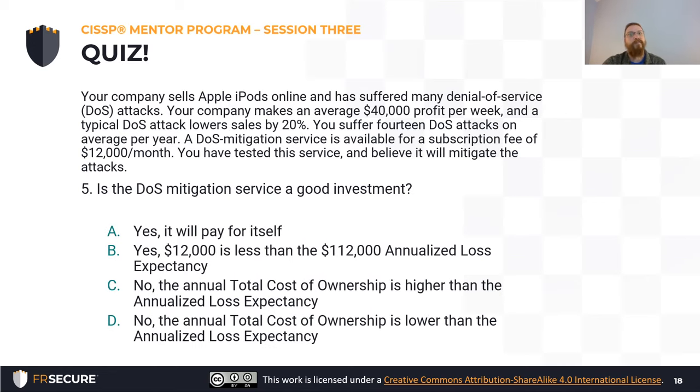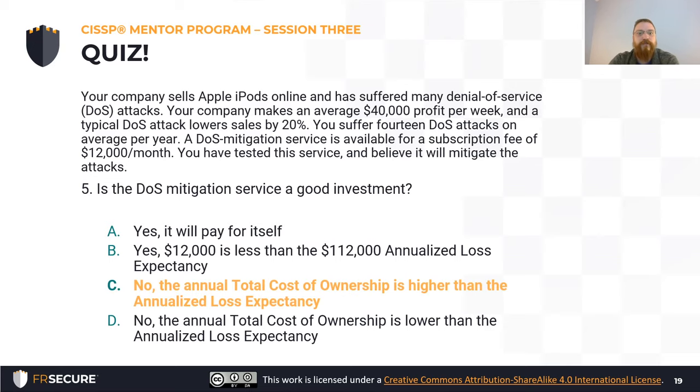All right, same thing. We're now getting the exact same scenario with a third question. Now it's asking, is the DOS mitigation service a good investment? Well, got to remember, we just figured out the annualized loss expectancy is 112,000. So we're saying it's going to be 12,000 a month for the subscription, which would come out to be 144,000 for the year. Well, no, it's going to cost more to prevent this from happening than just letting it happen. That's not a good solution. So no, total cost of ownership is higher than the annualized loss expectancy.